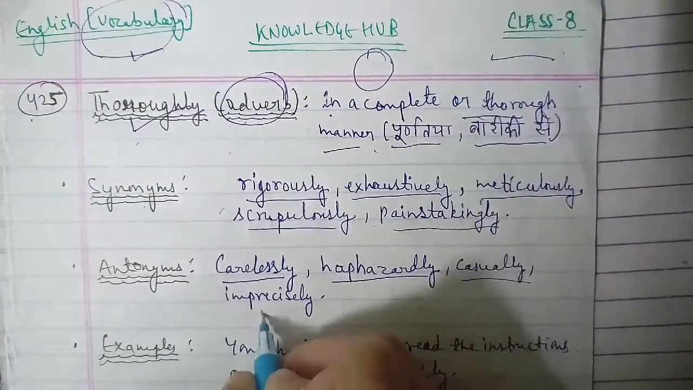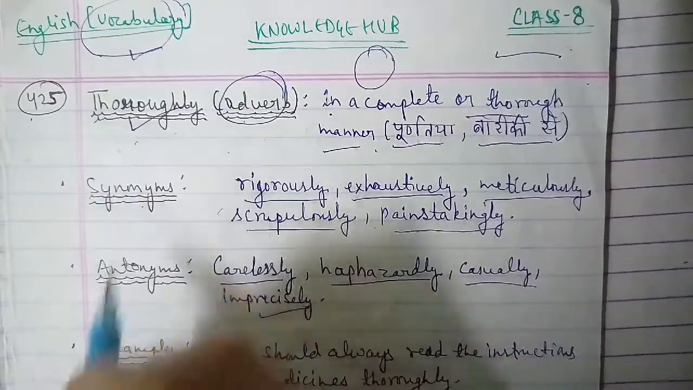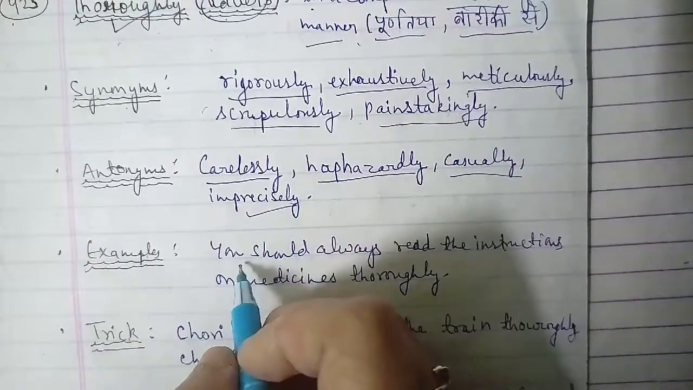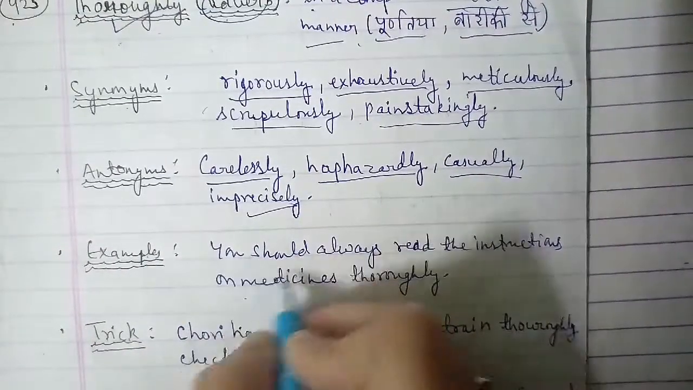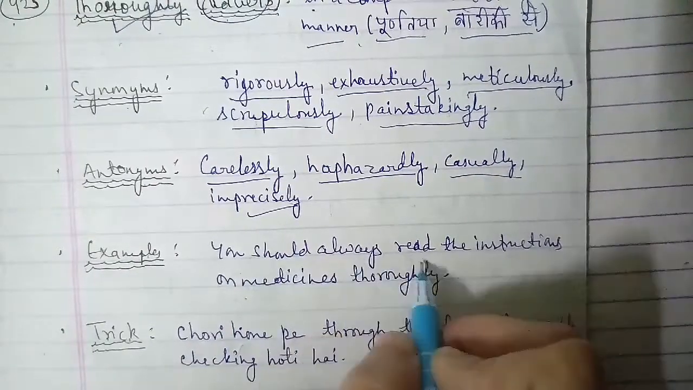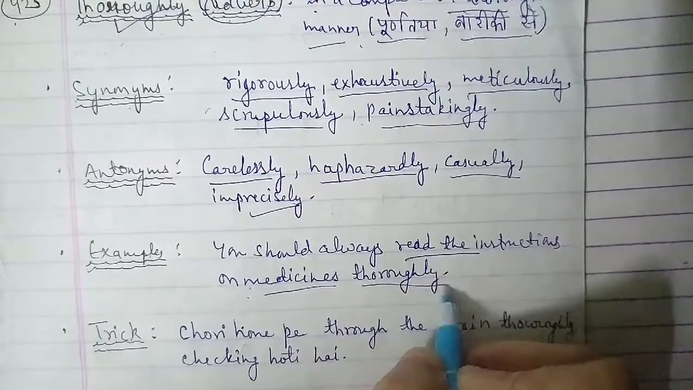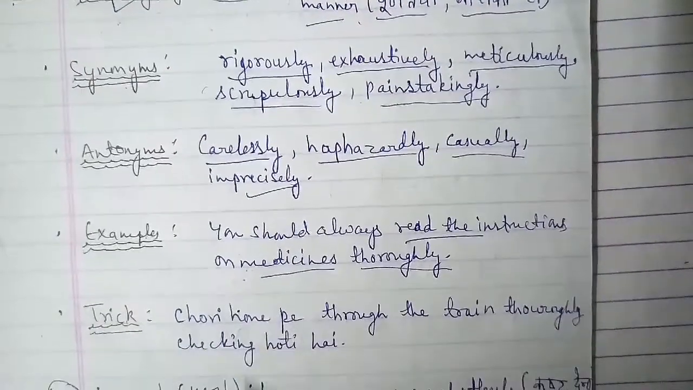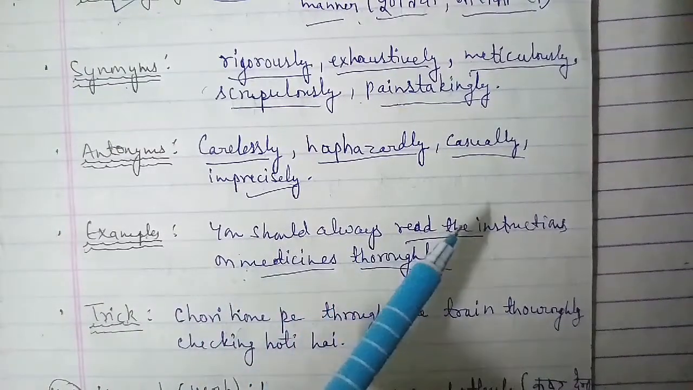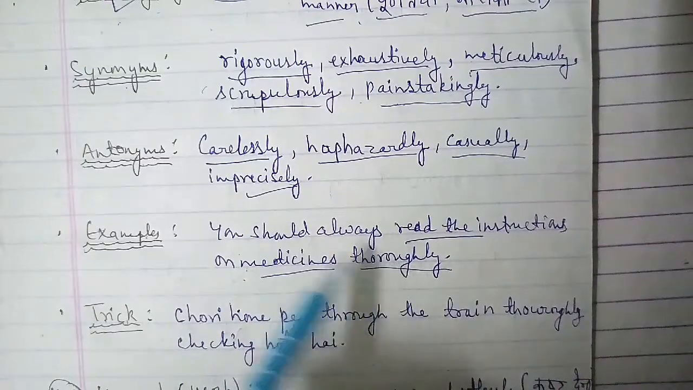Now we are using the examples here. So an example of thoroughly is that you can frame sentences like this: you should always read the instructions on medicines thoroughly. तो बेसिकली अगर मैं इसकी हिंदी की बात करती हूँ, तो आपको हमेशा इंस्ट्रक्शंस जो दिए होते हैं मेडिसिन्स पे, वो बहुत ही बारीकी से पढ़ना चाहिए. You should always read the instructions on medicine thoroughly. Okay, this is the example you can use for the word thoroughly here.